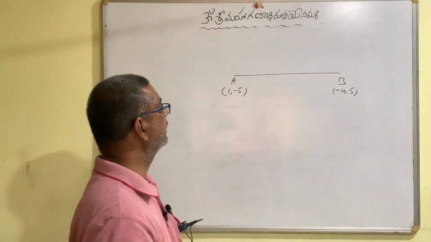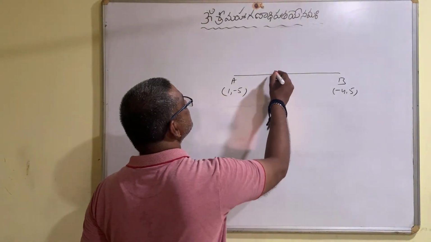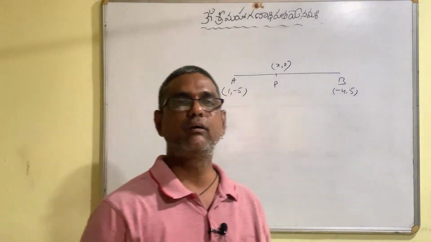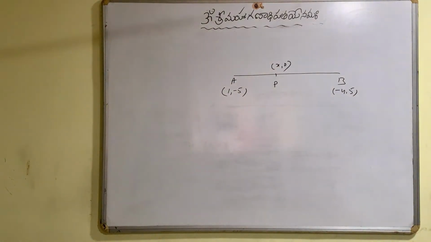Divided by a point on the x-axis, let it be P. So P is a point on the x-axis. We need to find out the ratio. How to do it? Ask children how to do it. P is a point on the x-axis, dividing the line segment joining AB in a certain ratio. We need to find out the ratio. How to do it?